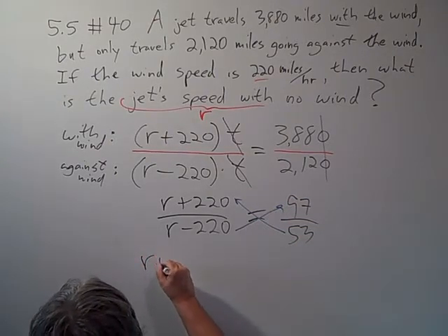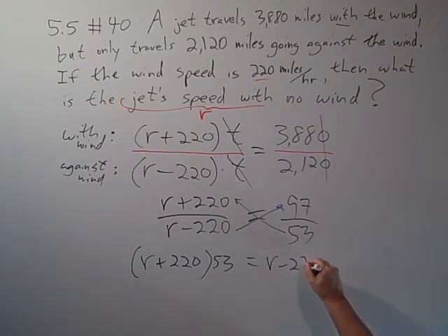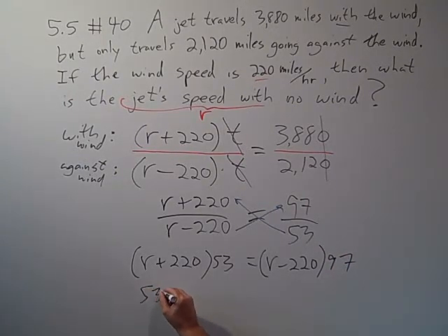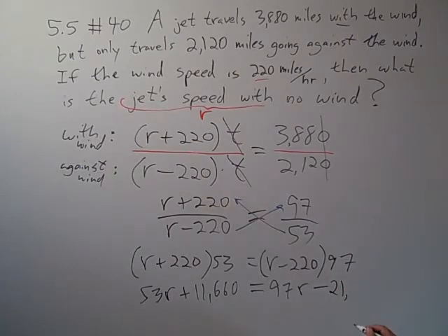Upon cross multiplying, we have r plus 220 times 53 is equal to r minus 220 times 97. And if we distribute, we have 53r plus 220 times 53 is 11,660. And on the other side, we have 97r minus 220 times 97, which is 21,340.